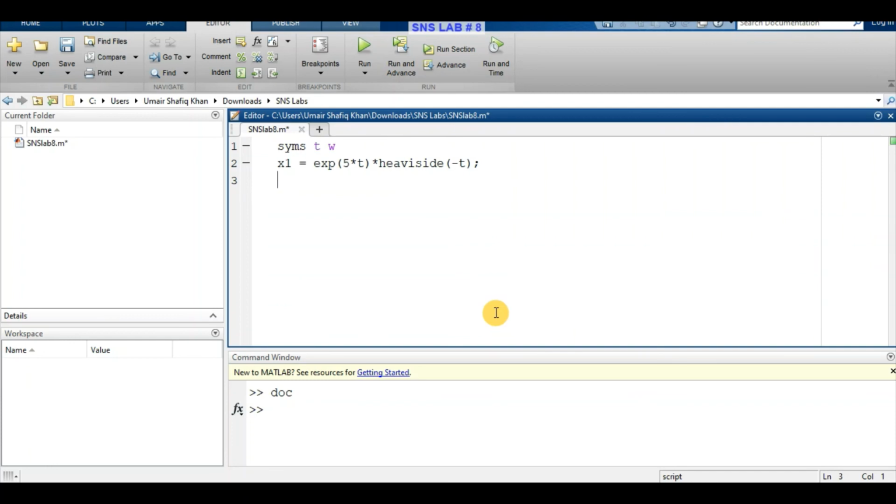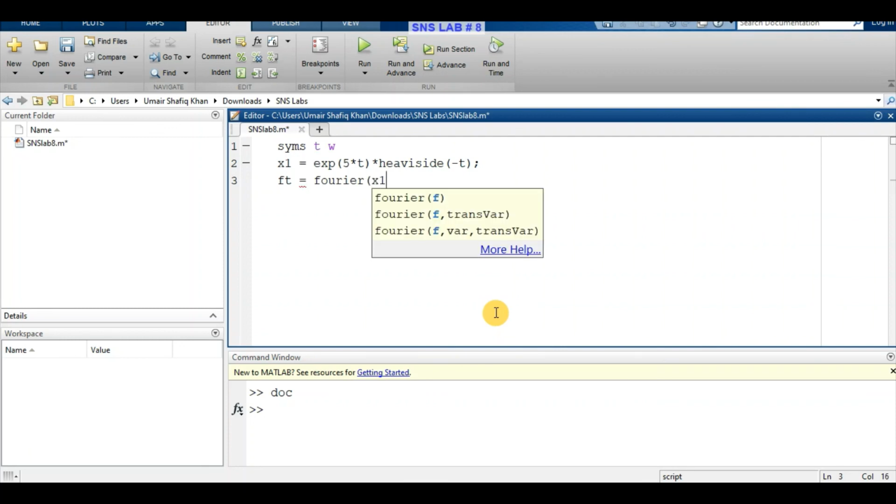Now the next task is to find the Fourier transform of this signal. To find the Fourier transform, we need to write the fourier function, and then we will pass this signal to this fourier function, along with t and omega.